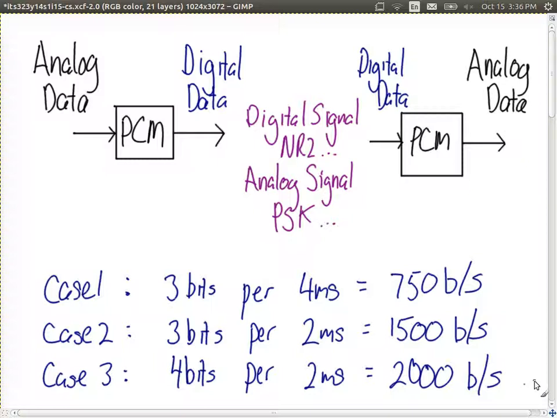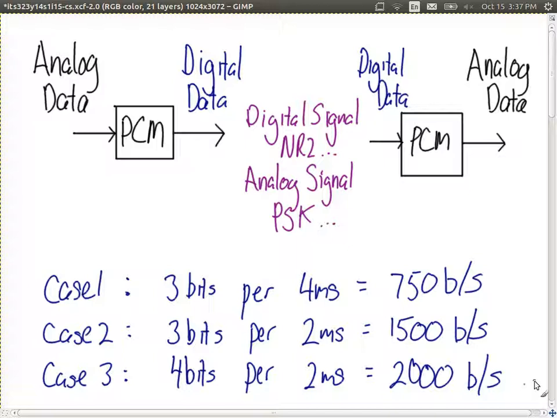If we're sending some analog data using case one, we would use 750 out of that 10,000 for our analog data. We only use a small fraction. The rest is left over for other applications, sending web pages, sending other audio, other data. But if we use case three, of that 10,000, we would use 2,000 bits per second. We'd use a much larger proportion of our capacity to transfer the same amount of data. It's still the same original analog data.